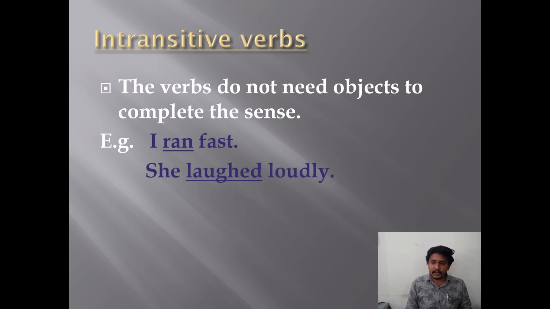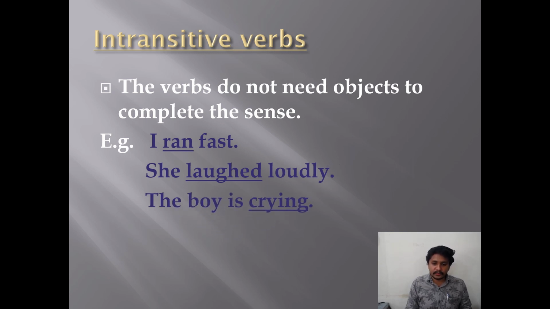She laughed loudly. She laughed. I can stop there also. There is no other expression or question after this. So these types of verbs are called intransitive. She laughed, I ran: laughed and ran are examples of intransitive verbs, which do not require objects.